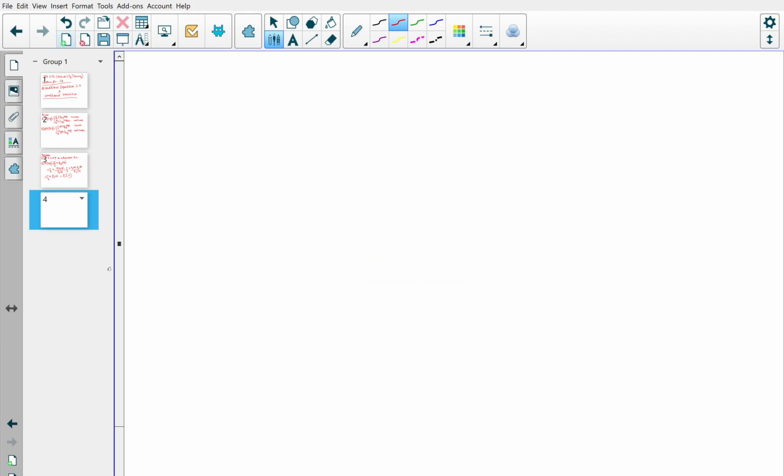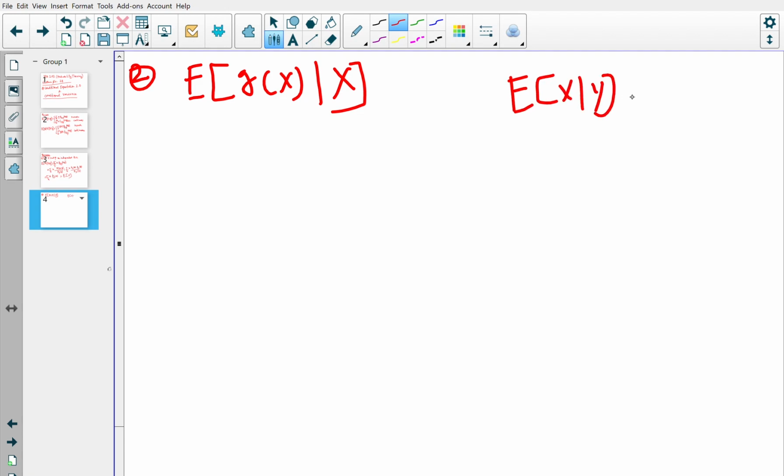Now remark 2. You know that g(X) is a function of the random variable X, and you want to know what happens to the conditional expectation of g(X) given X. Remember that last time we defined the expectation of X given Y as some function of Y. So this is a function of X. To find this function, it is better to know the value it takes at the point x.